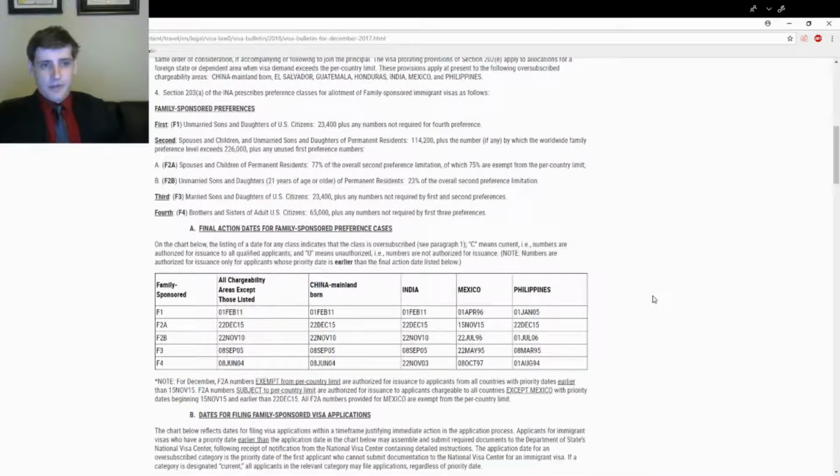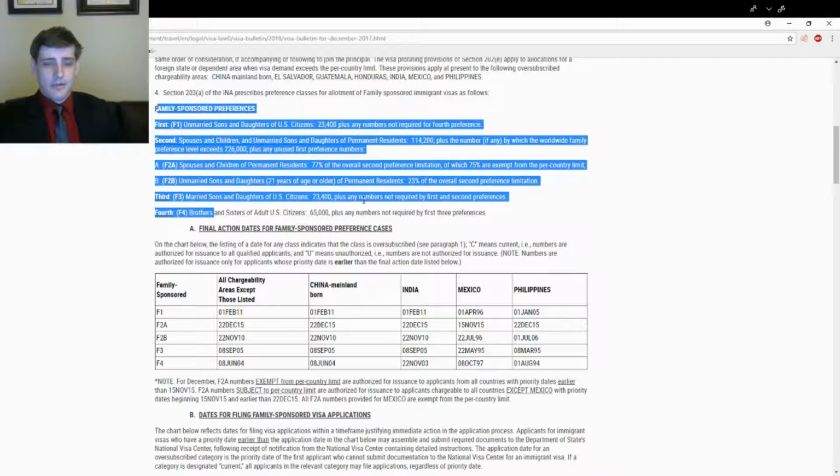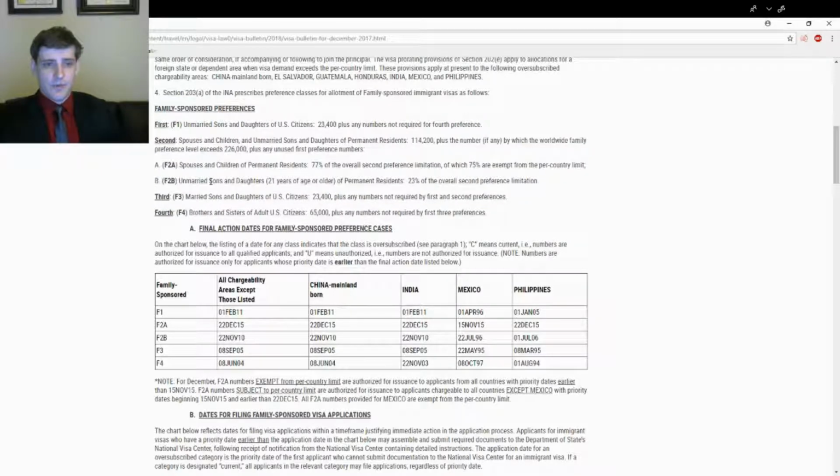Now, there's a couple of things we need to explain. First, what are all these categories? Second, what's a minor child for immigration purposes? Third, how many people get in? And fourth, how do you actually read the chart? So, the first is easy. What are the categories? Well, if you read right here, it's very simple.